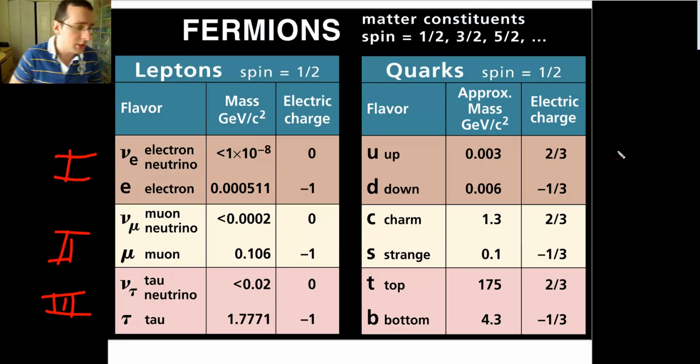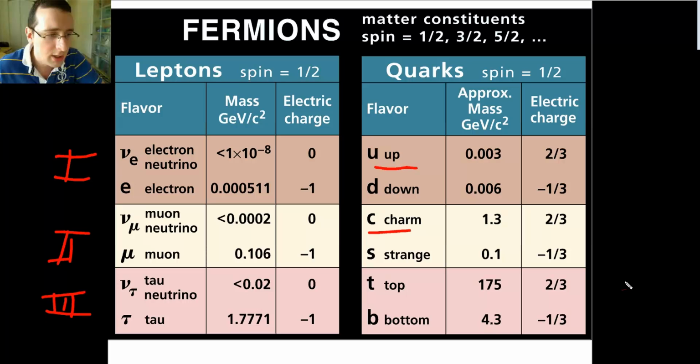And even more strange would be something like the top and bottom quarks, which have even more mass and therefore even more energy stored in them. Now, do not confuse energy with charge. As you can see, the up, the charm, and the top quark all have positive charges. They have 2/3 of a positive charge, so they're not quite one positive charge.